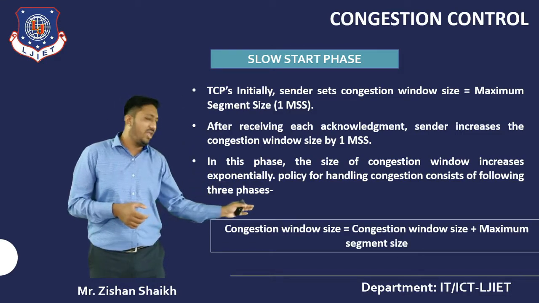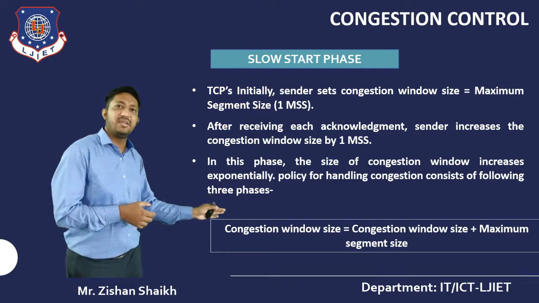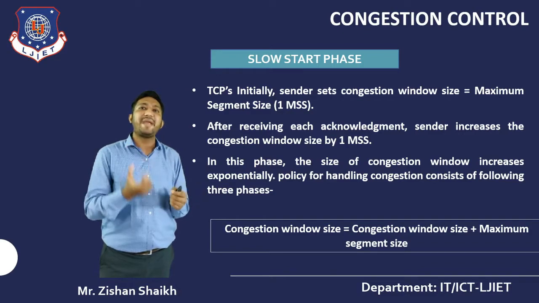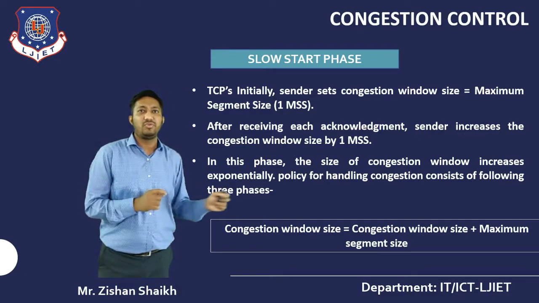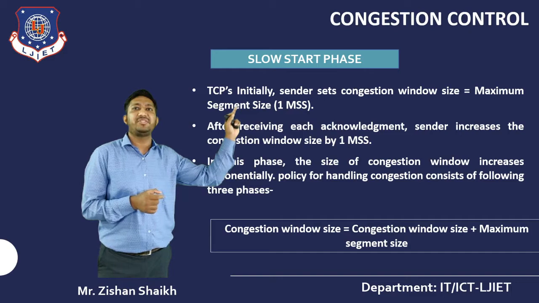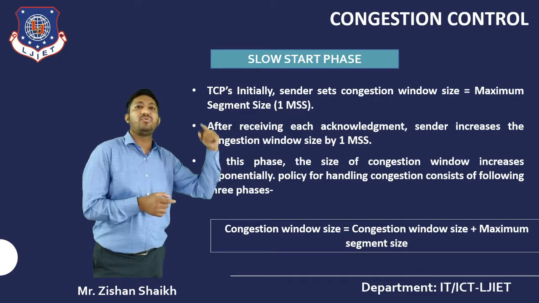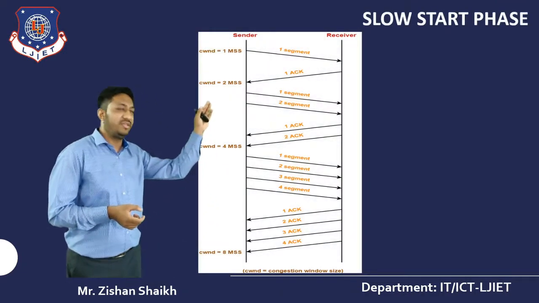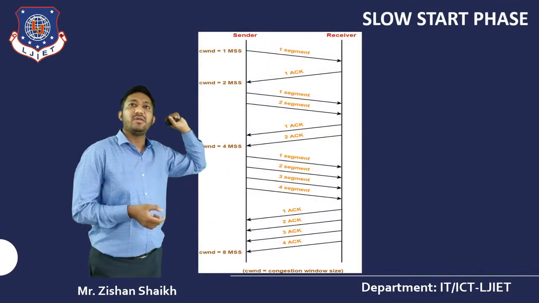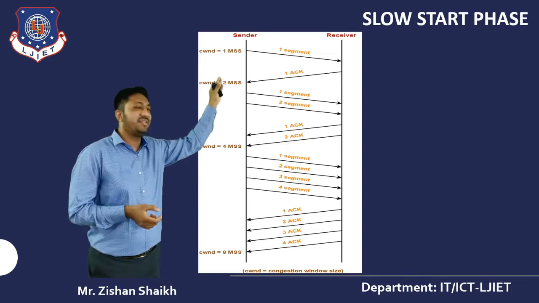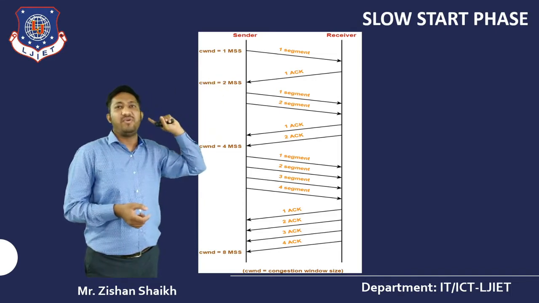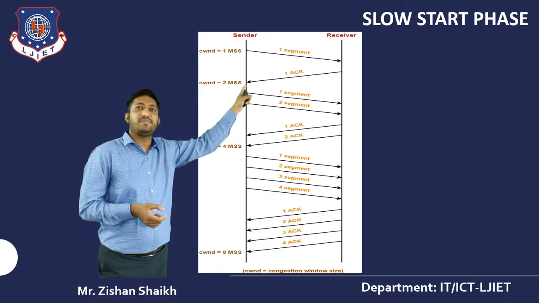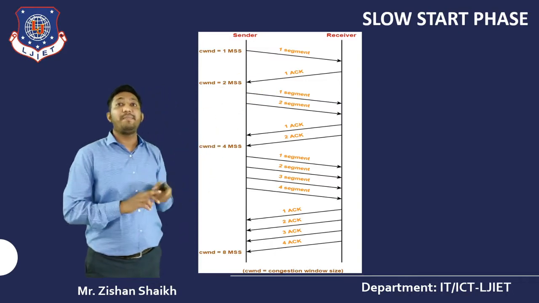The equation for our congestion window size is: congestion window size plus maximum segment size. So the congestion window size in slow start is initially 1, and we add the maximum segment size. Let's understand this scenario with the help of this figure. The figure shows that my MSS is 1 here. Now let's see what happens after receiving the acknowledgement of the first segment.